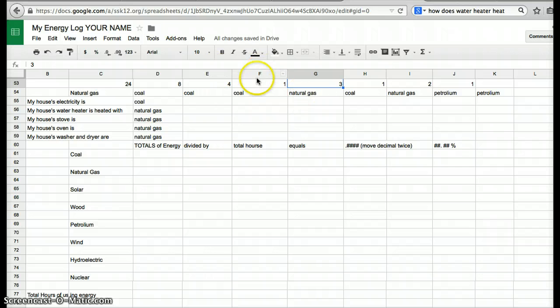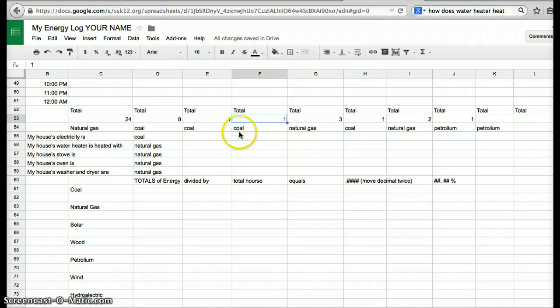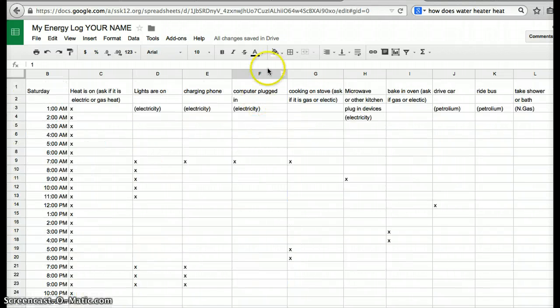So if you need to be paying attention to that, make sure you click on it so you know, okay, I'm trying to fill out the total for this 1 hour thing. I don't know what it was. Oh, I can scroll back up, see F is still highlighted. It was computer being plugged in.